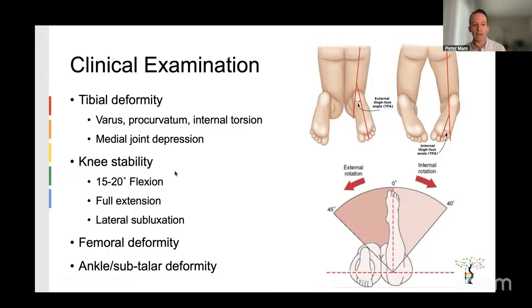And you have to look at the ankle and subtalar deformity, subtalar valgus. You need to make sure that subtalar valgus is correctable. Otherwise, that needs to be included in your surgical treatment plan for this patient if it has become fixed.